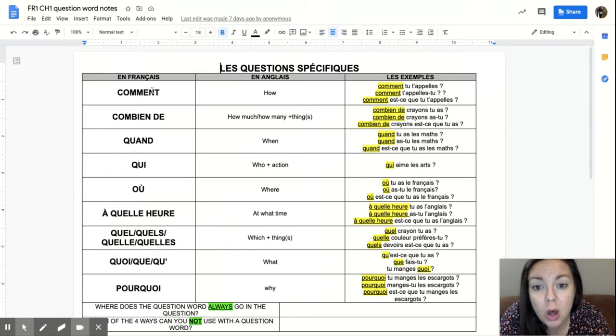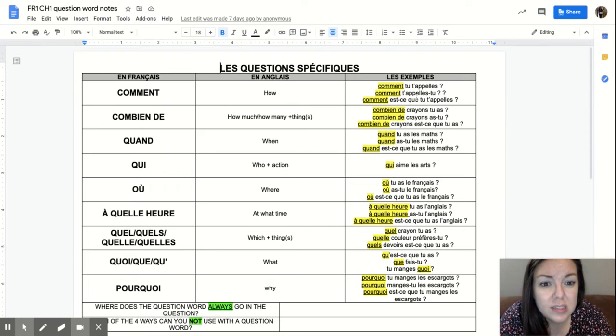We have the word comment, which means how. We've already seen this in asking the question, comment tu t'appelles? Which is literally, how are you called? So in English, we say, what's your name? In French, it's, how are you called? So we could use comment tu t'appelles, which is inflection. Comment t'appelles-tu, which is inversion. And then comment est-ce que tu t'appelles?